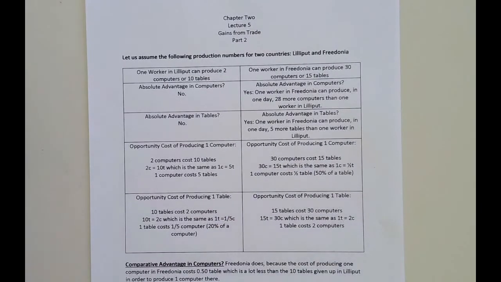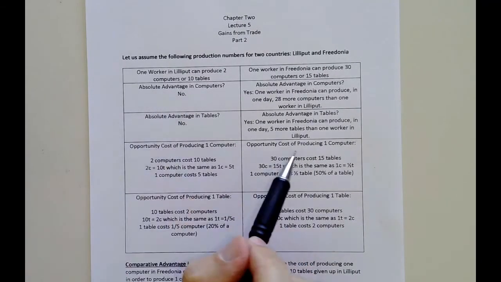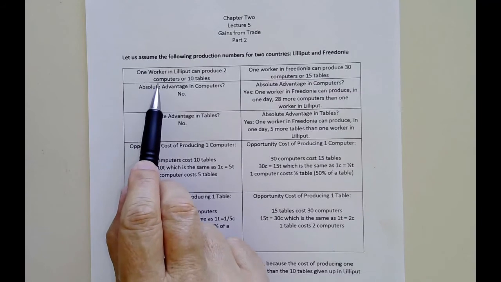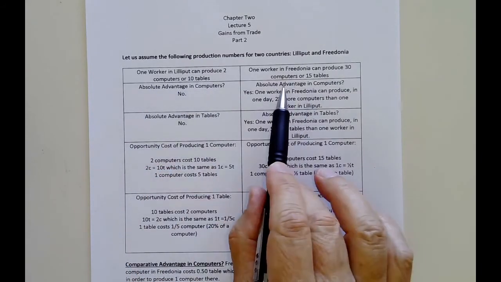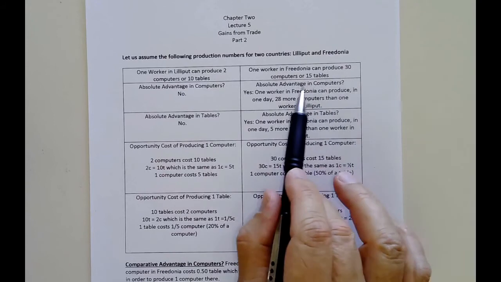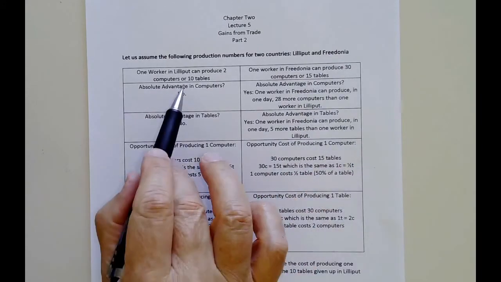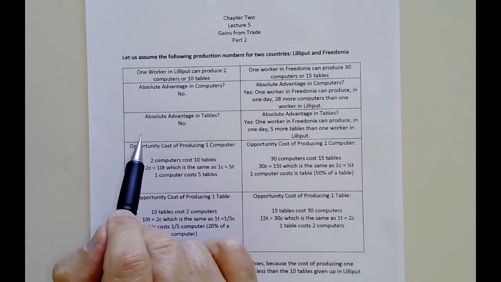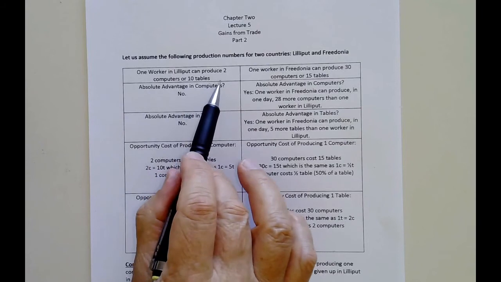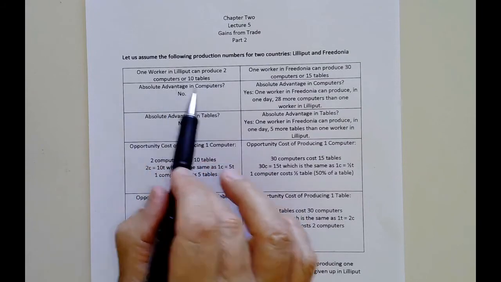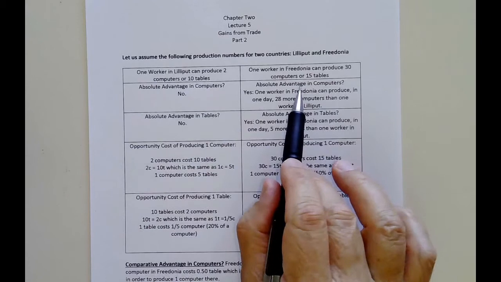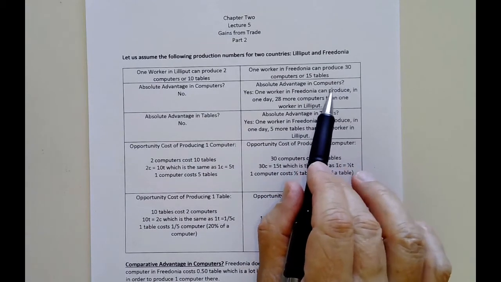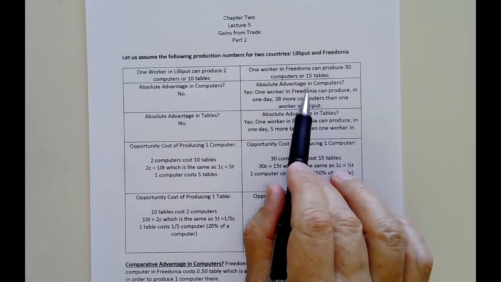And so over here I gave you some production numbers, and this is how a question on the test would be. One worker in Lilliput can produce 2 computers or 10 tables. And then we said that one worker in Fredonia can produce 30 computers or 15 tables. And the "or" again is what means the cost. So it's one or the other. In Lilliput, it's either 2 computers or 10 tables, not both. And in Fredonia, it's either 30 computers or 15 tables.